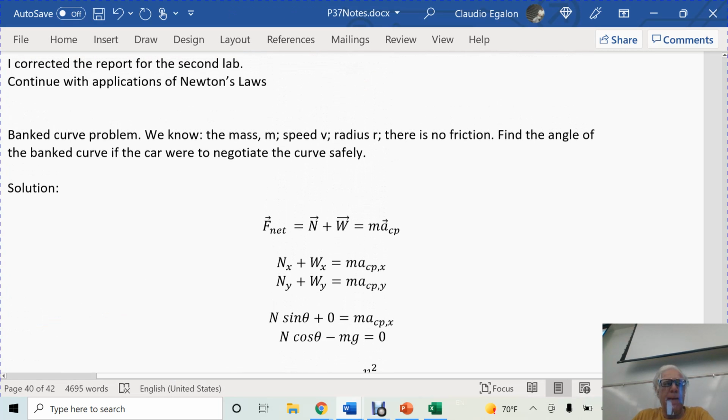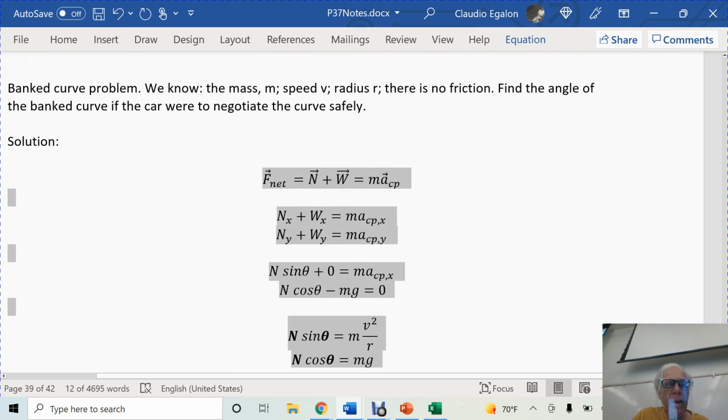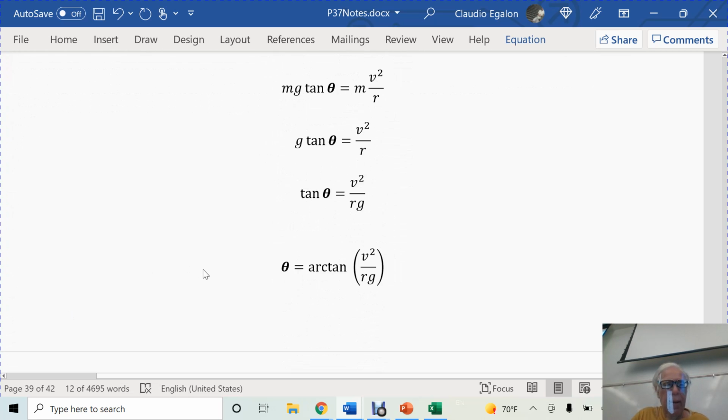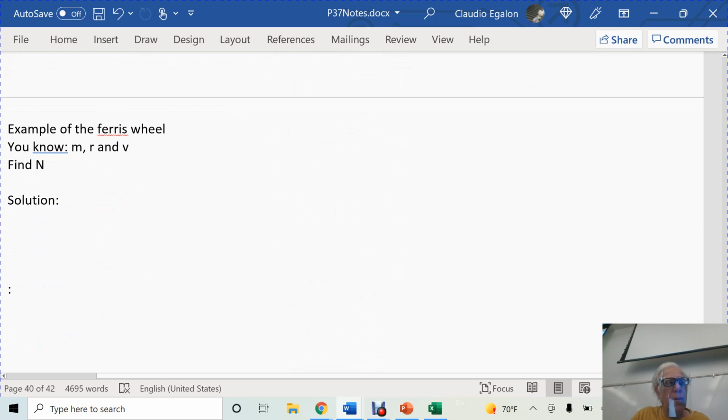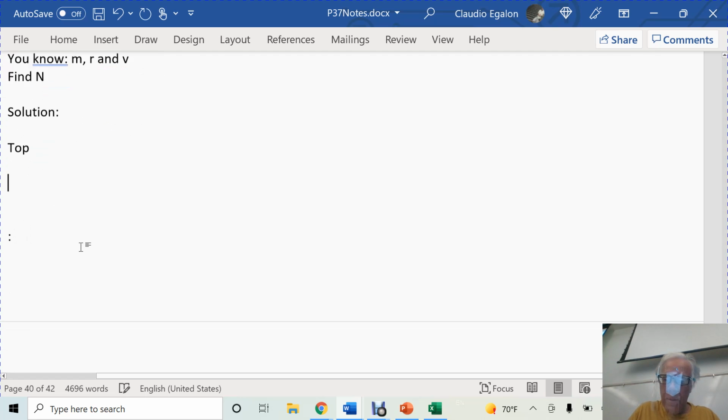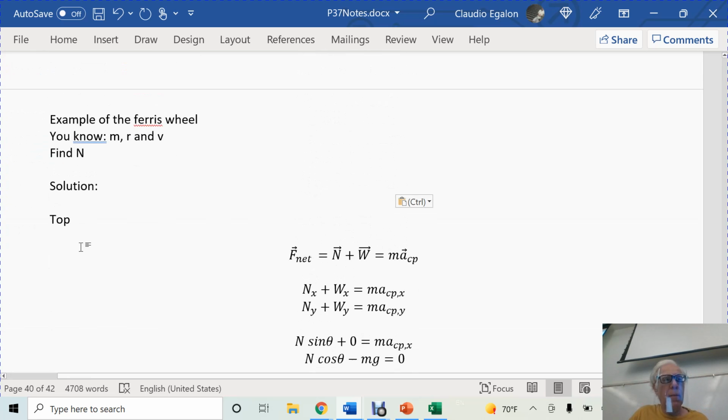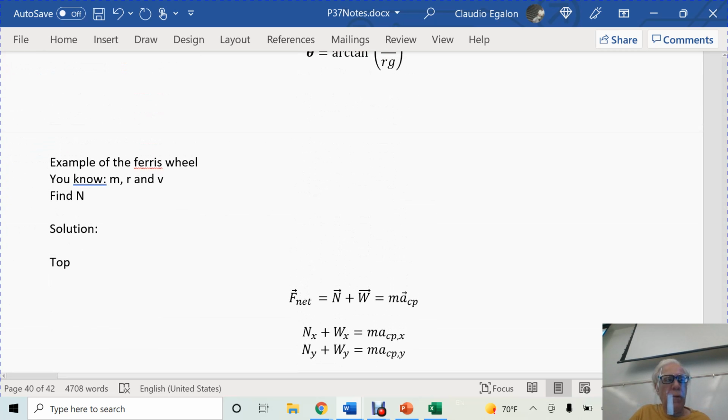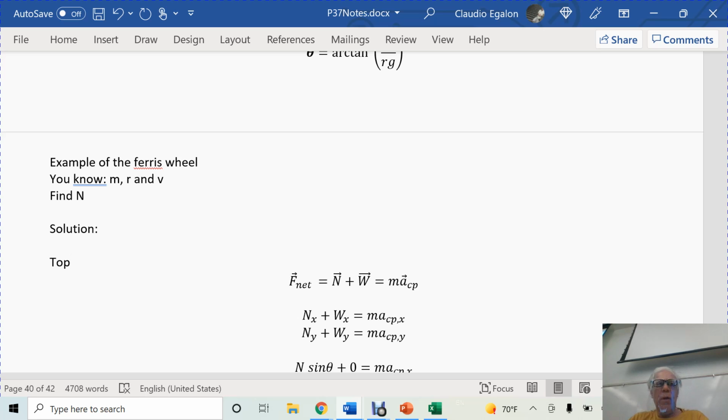Okay, so this one's going to be a one-dimensional problem. Let's start at the top of the trajectory. Just like before, we are going to have net forces: weight plus the normal equal to mass times acceleration. In this case, the centripetal acceleration is going to be downwards.